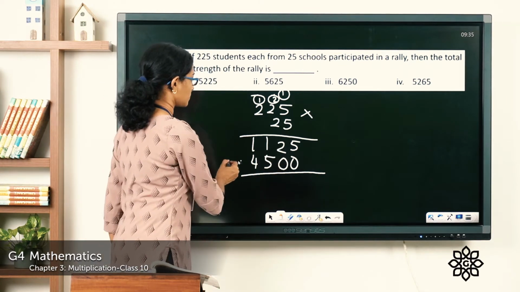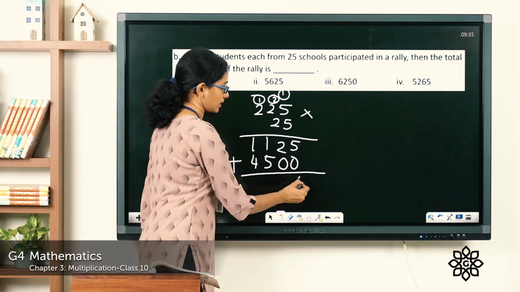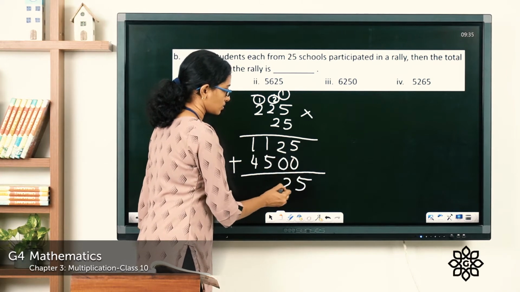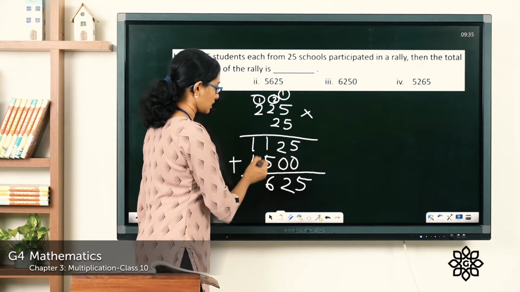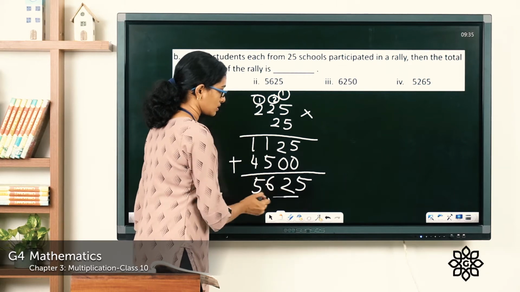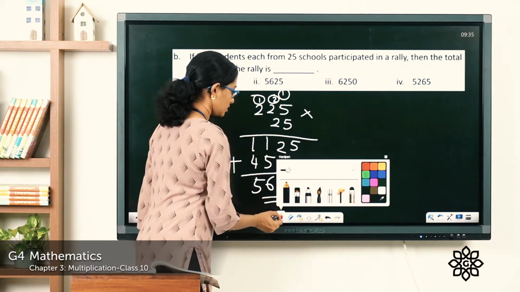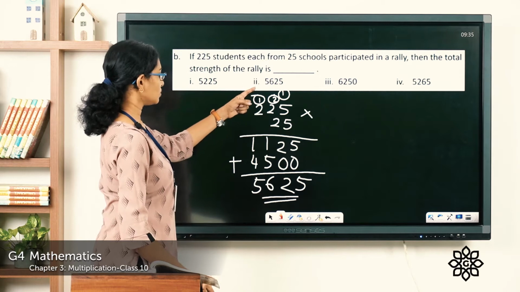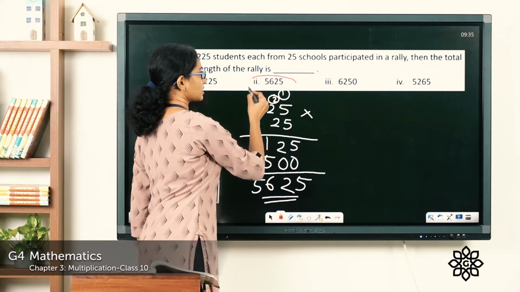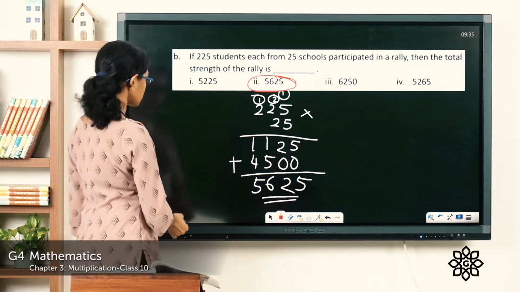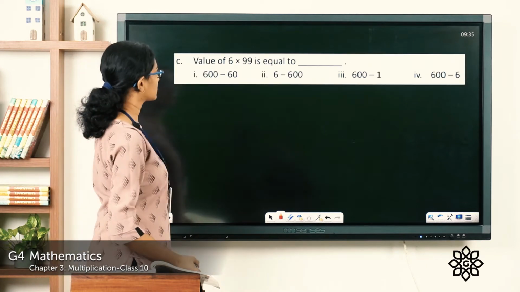Now adding the two products gives you 5 plus 0, 5. 2 plus 0 is 2. 1 plus 5 is 6. And 1 plus 4 is 5. So what is the correct option? It is option 2, 5,625. Let's see the next question.